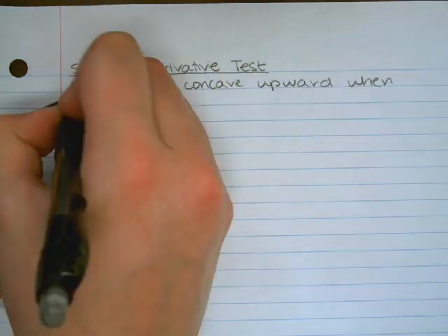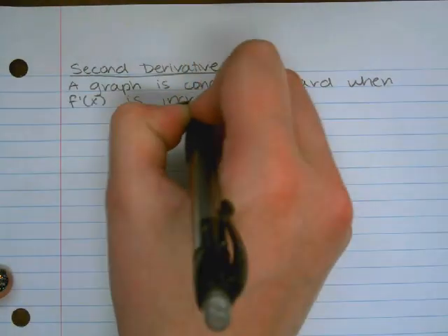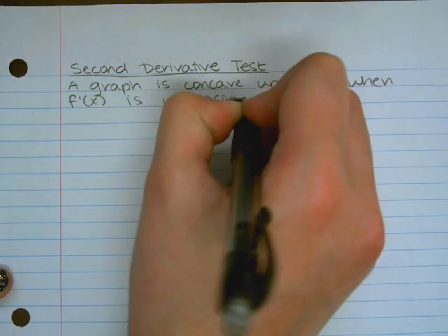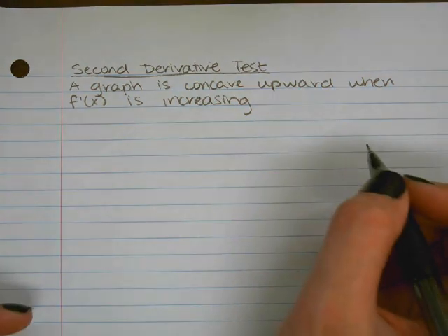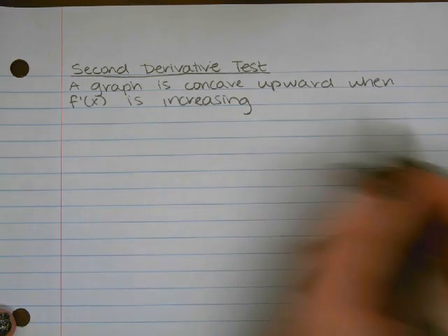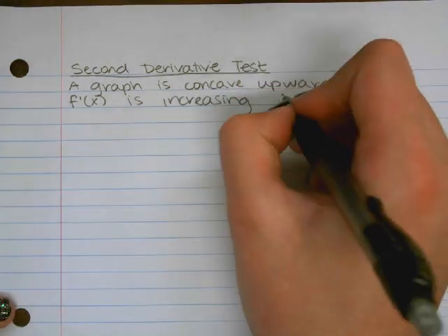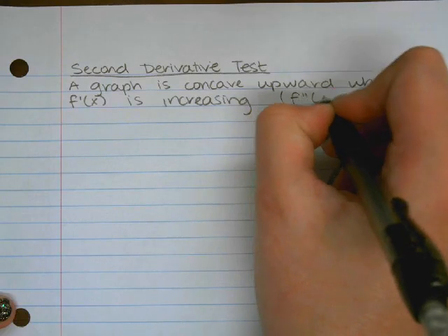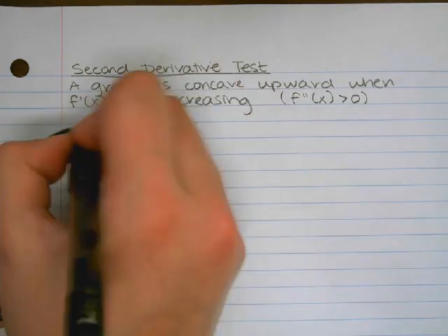When the derivative is increasing. So the rate of change has its own rate of change. And so this is the derivative of the derivative, right? So the derivative of the derivative. And that means that f double prime of x is positive on an interval.